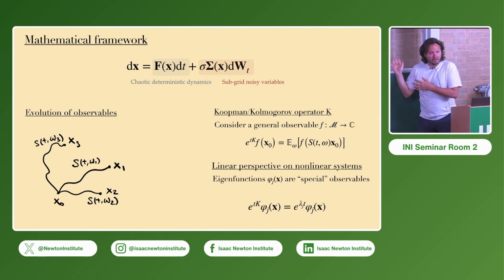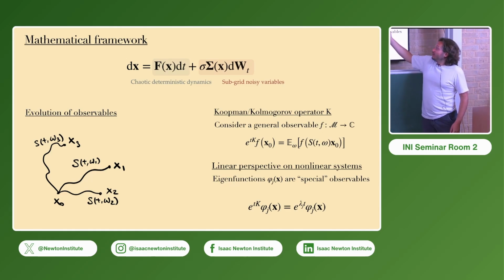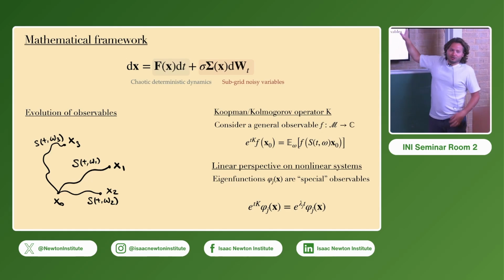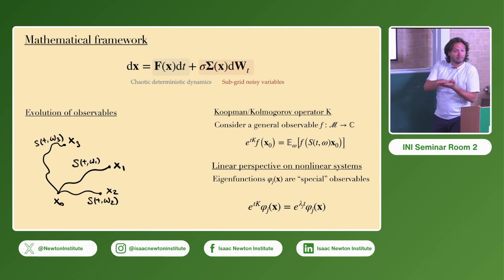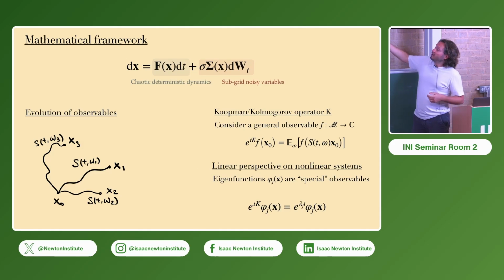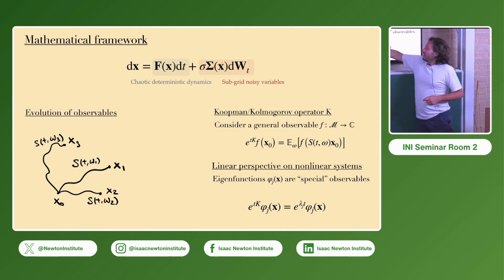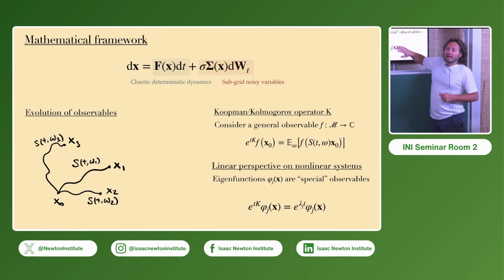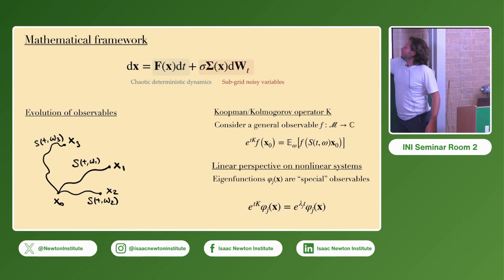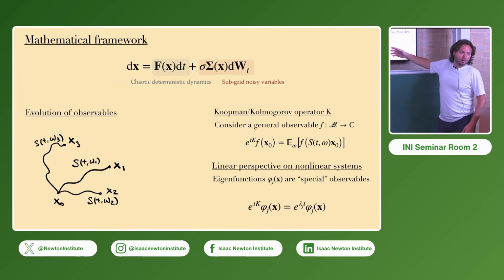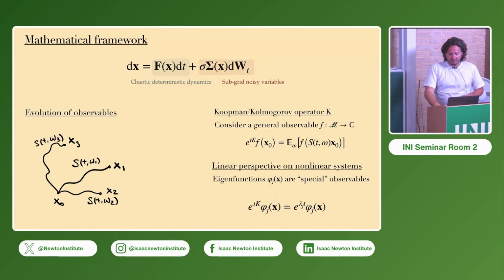Why do we care about this? Since this operator is linear, even if the underlying dynamics is very nonlinear, we can use all the linear algebra or spectral analysis type of results that we have. And in particular, the eigenfunctions of this operator can be identified as special observables of the system, mostly because they evolve in a very simple way. In this sense, in a statistical sense.